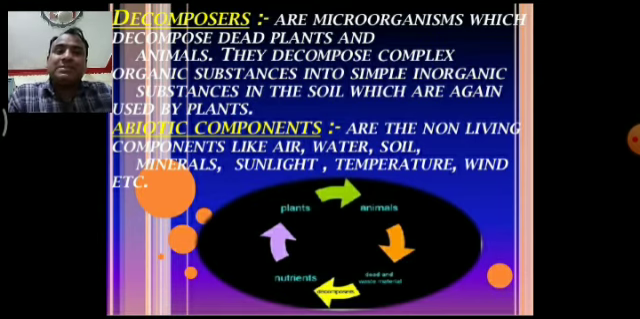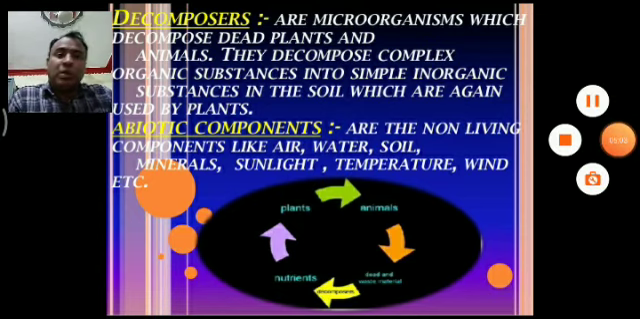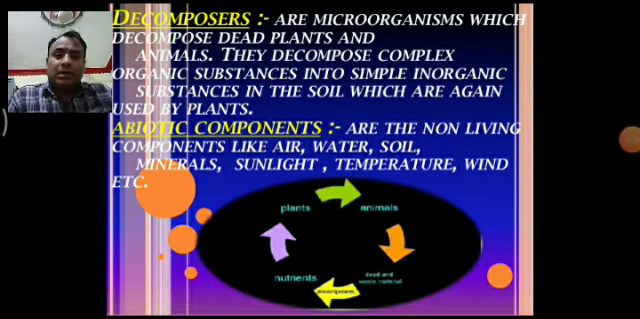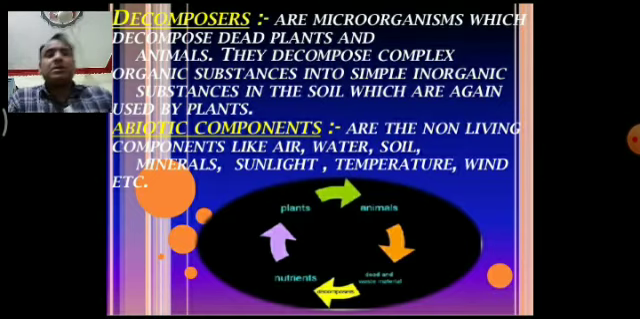They decompose complex organic substances into simple inorganic substances in the soil, which are again used by the plants. Then abiotic components. Abiotic components are the non-living components, which consist of air, water, soil, minerals, sunlight, temperature and wind, etc. So this is all about the biotic and abiotic components.